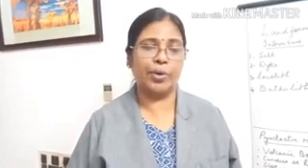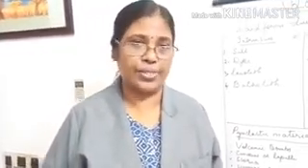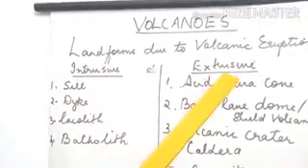In the last chapter, we studied intrusive and extrusive rocks. What are intrusive and extrusive rocks? We studied that when lava gets solidified inside the earth, it is known as intrusive rocks. So in this chapter also, we are going to study intrusive and extrusive rocks or landforms. Now see, children, landforms due to volcanic eruption: intrusive and extrusive.